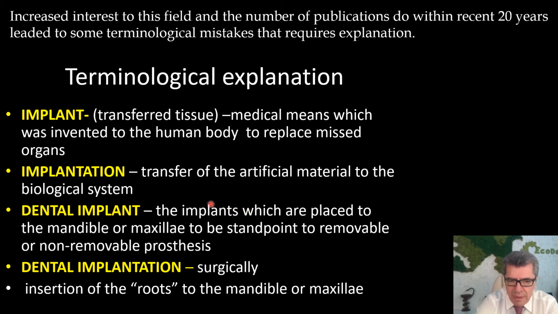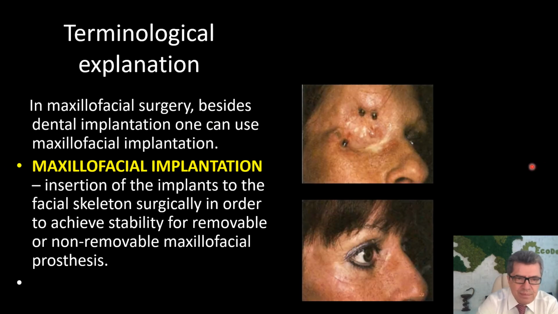Dental implant: the implant which is placed in the mandible or maxilla as the starting point of a removable or non-removable prosthesis. Dental implantation is a surgical method of insertion of roots into the mandible or maxilla. In maxillofacial surgery, besides dental implantation, we can use maxillofacial implantation. Maxillofacial implantation is the surgical insertion of an implant into the facial skeleton in order to achieve stability for a removable or non-removable maxillofacial prosthesis.